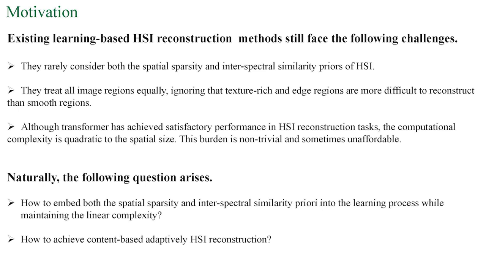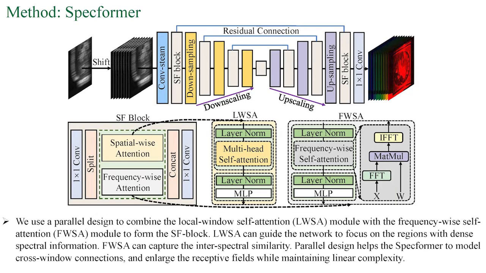Naturally, the following question arises: how to embed both the spatial sparsity and interspectral similarity prior into the learning process while maintaining linear complexity? How to achieve content-based adaptive HSI reconstruction? To address these issues, we propose an uncertainty-driven HSI reconstruction method termed Specformer, specifically inspired by the spatial sparsity and interspectral similarity nature of HSIs.